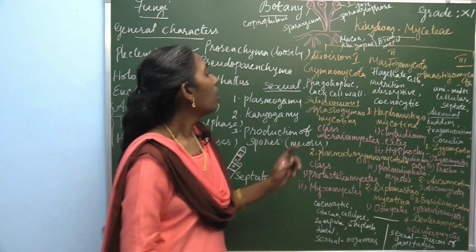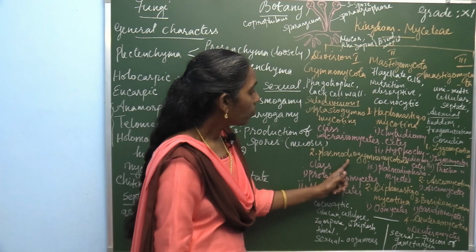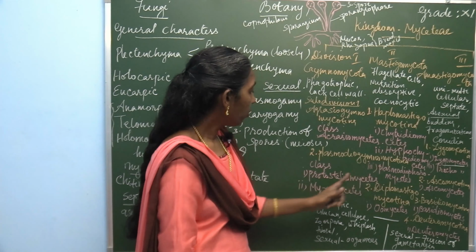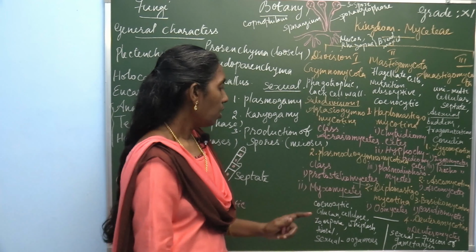In Acrasiogymnomycotina, the class is Acrasiomycetes, a class name which ends with mycetes. Likewise, for Plasmodiogymnomycotina, the classes are Protosteliomycetes and Myxomycetes. All the classes end with mycetes.